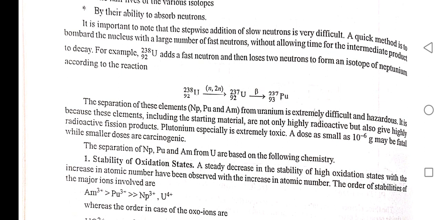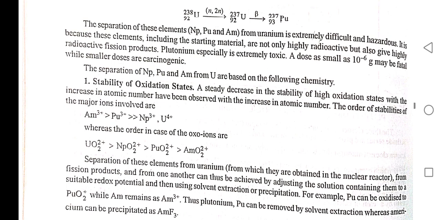The separation of these elements from uranium is extremely difficult and hazardous. It is because these elements, including the starting material, are not only highly radioactive but also give highly radioactive fission products. Plutonium especially is extremely toxic. A dose as small as 10 to the power minus 6 gram may be fatal, while smaller doses are carcinogenic.